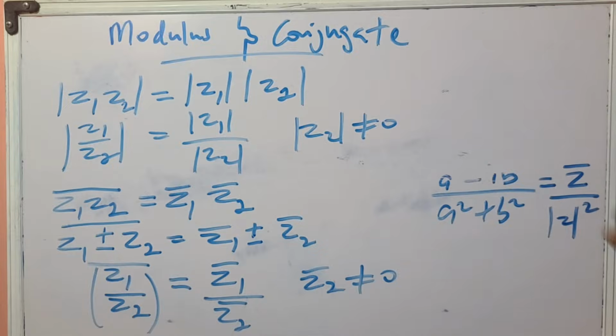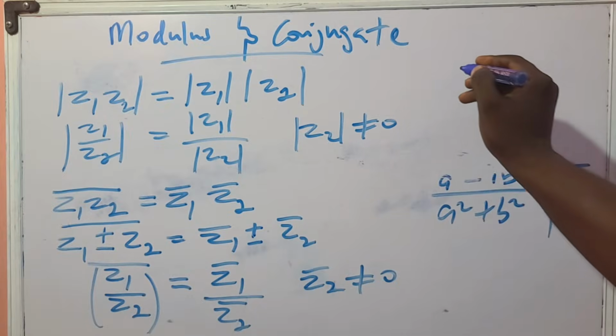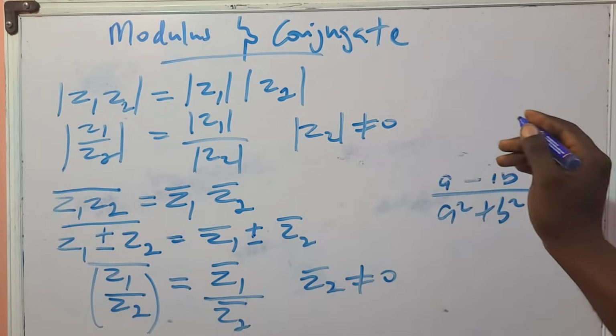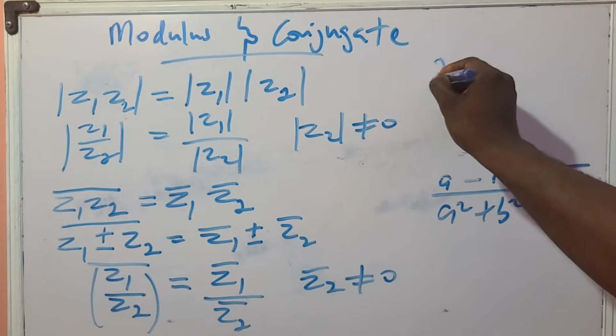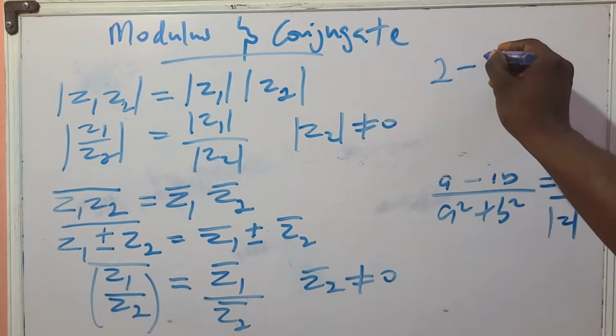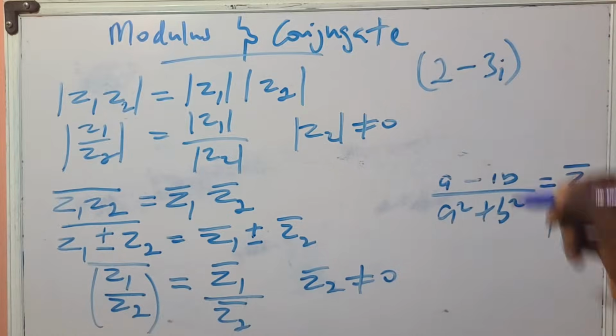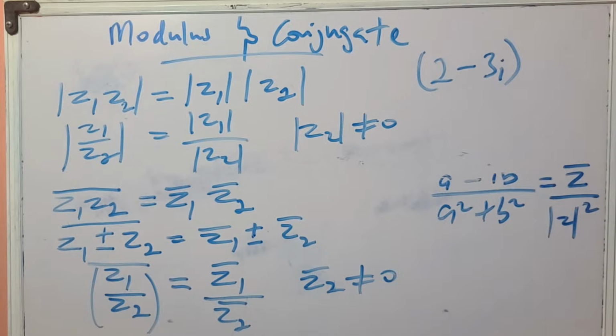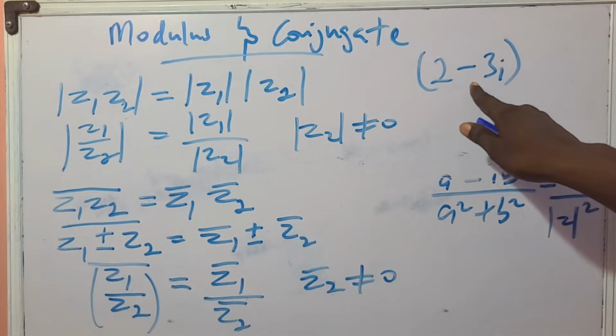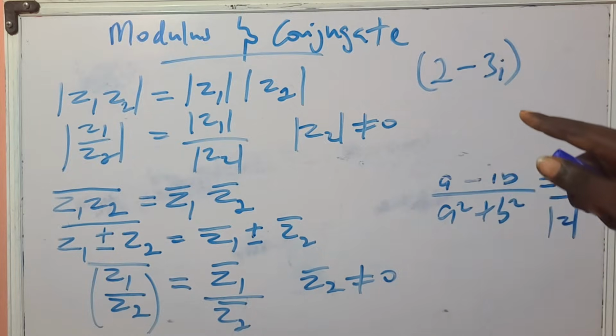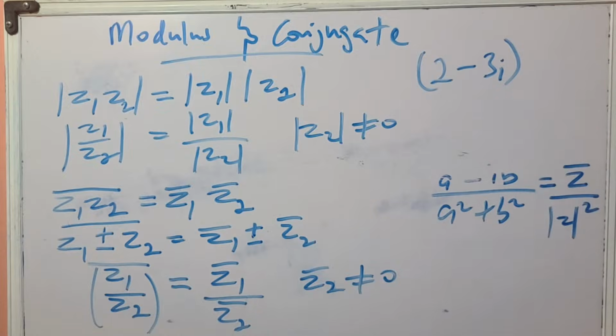Now, I want you to do something for me quickly. Go on quickly using what I just told you, the formula I just defined using conjugate and modulus. Go and find the multiplicative inverse of 2 minus 3i. Please do that very quickly. Find the multiplicative inverse of, let's call this Z now, 2 minus 3i. Do that in just 2 minutes based on the new approach I gave you, that's using conjugate and using modulus.